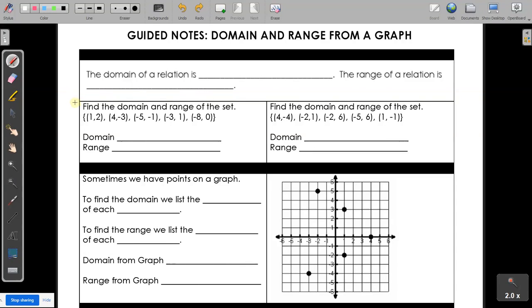Today we're going to be looking at domain and range. So let's talk about two definitions. The domain of a relation is all possible x values. And the range of a relation are all the possible y values.